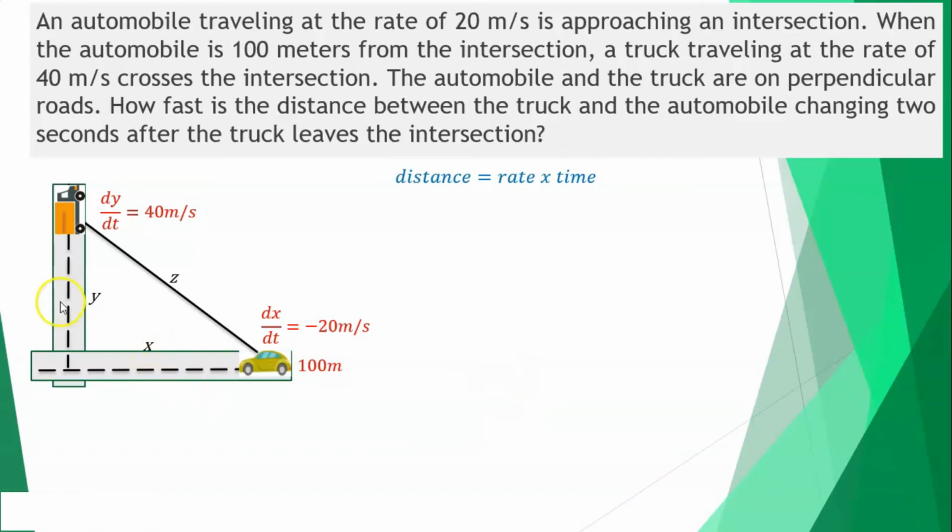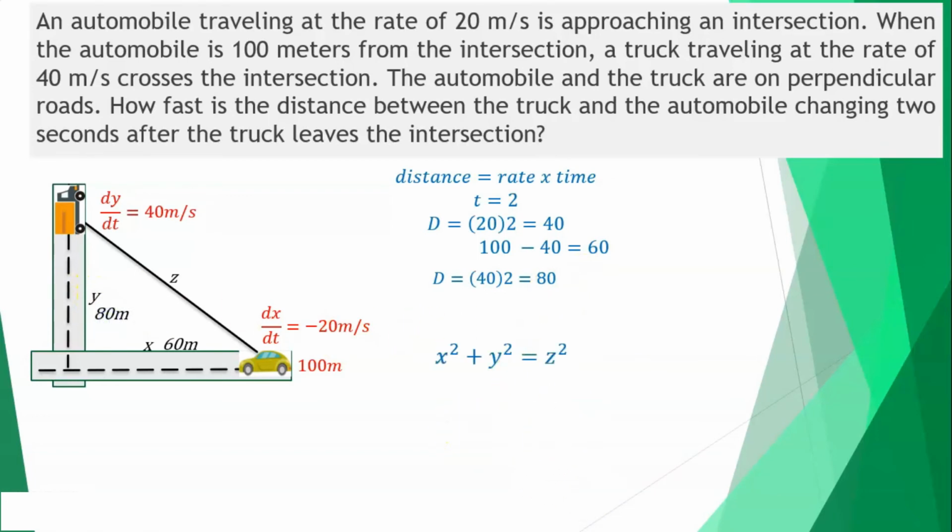Now to find the values for x, y, and z, that's distance. Take note, the formula for distance is rate times time. So for the distance of the car, take note this is after 2 seconds. The rate of the car is 20, times 2, that would become 40. Since you started from 100, when you approach the intersection, this will decrease. So that would become 100 minus 40, therefore it is 60 meters. While for the distance covered by the truck, take note its speed is 40. So 40 times 2 seconds, that's 80. So their y here is 80. Take note, we're forming a right triangle.